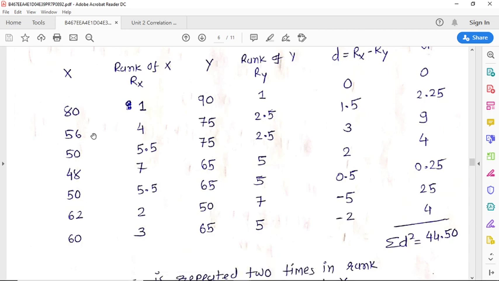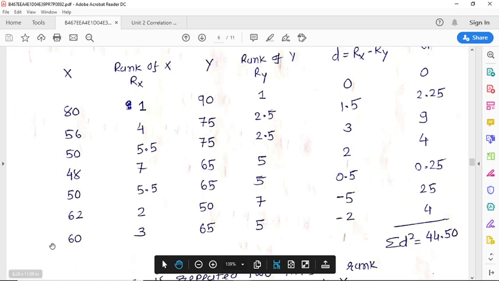So 80 is the highest mark in economics, so assign this as rank 1. Then after that, 62 is the second highest, so assign this rank 2. Then after that is the third highest, assign this rank 3. And then after 56, assign rank 4.